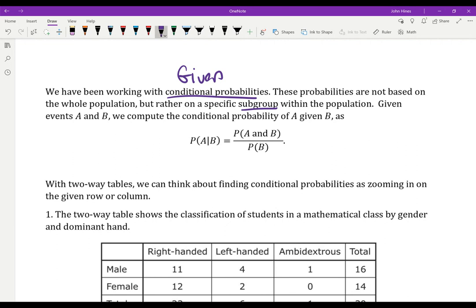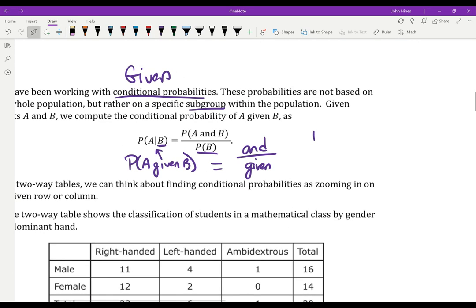So given events A and B, we can find the probability of A given B, this vertical bar. That vertical bar there means given. A given B. This is one of the huge things that's going to follow us for the rest of this unit. How do I find a given probability? It's the and probability, but your universe shrunk to the given piece. Your universe gets smaller. So I want to know here, what's the probability of A given B already happened?